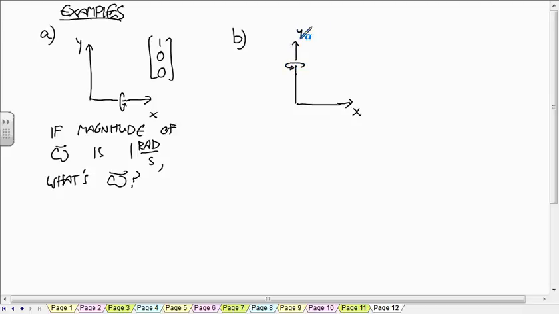Okay, how about this one? That's in the negative y direction because your fingers are going this way. And so that's 0, -1, 0.